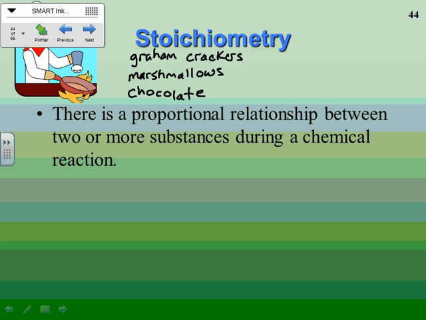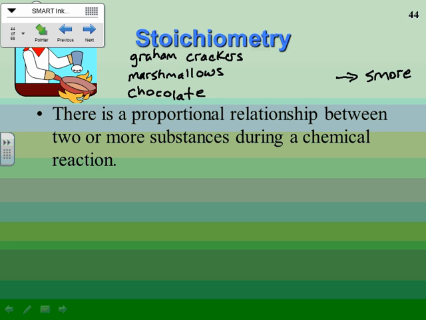All right. So those are your 3 ingredients, right? Now, these have to be combined in a specific proportion in order to make the perfect s'more, right? Okay, so we can actually write this like a chemical reaction. Our product is going to be the s'more. Okay? So then what do we need in order to make the perfect s'more?